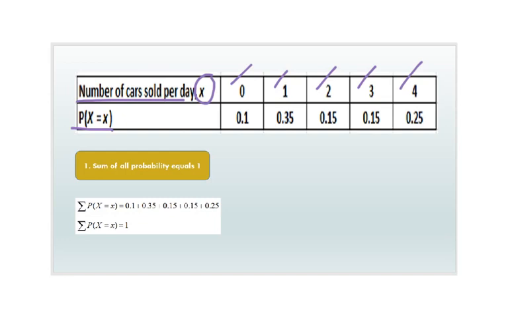And 1 here is 1 car sold in a day. 2 means that 2 cars were sold in a day. The same goes for 3 and 4. So that is the number of cars sold in a day, which is our data for the number of cars sold per day. And the P of x equals x here is the probability of the cars sold per day.